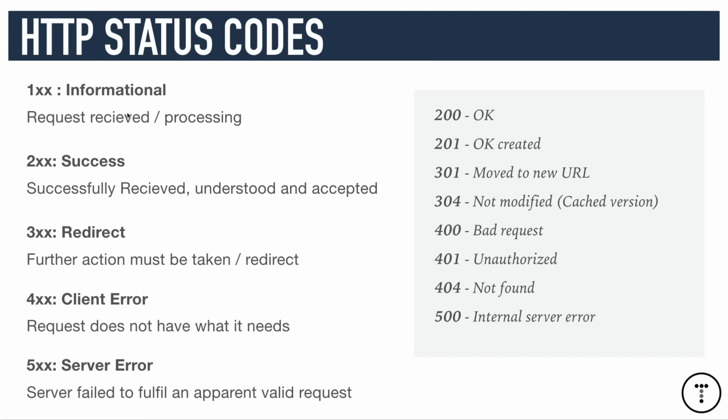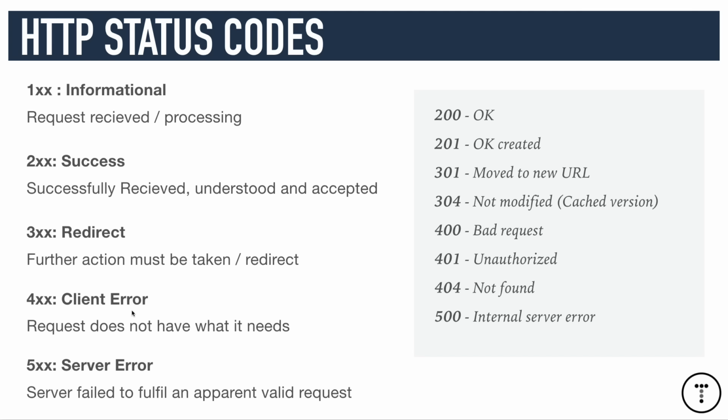So basically you have ranges. You have the 100 through 500 range. So 100 is informational. Basically it means the request has been received and the process is continuing, it's processing. 200 means that it was successful, so successfully received, understood, and accepted. The 300 range usually has to do with redirection or further action must be taken. 400 range is a client error, meaning that the request doesn't have what it needs from the client.